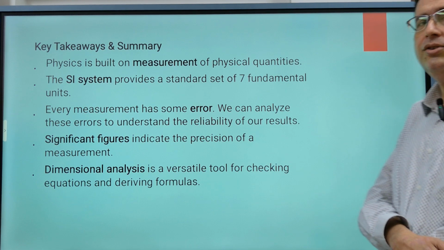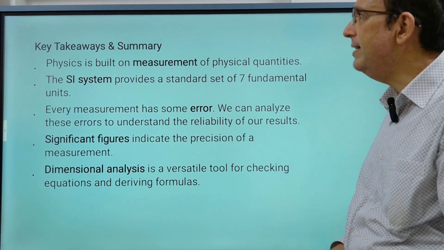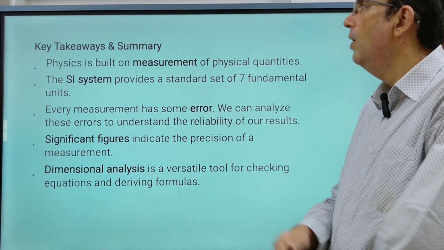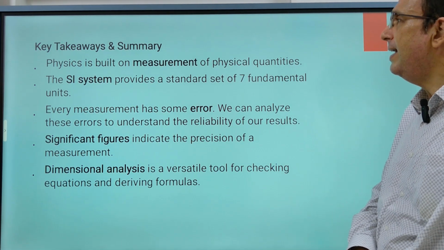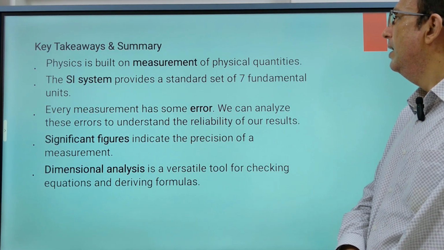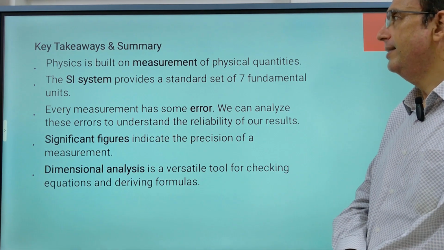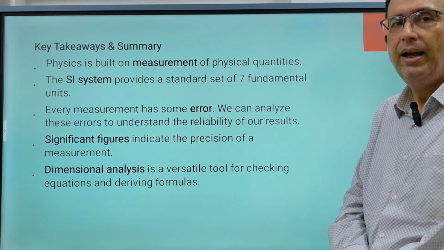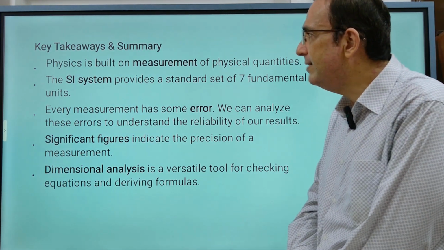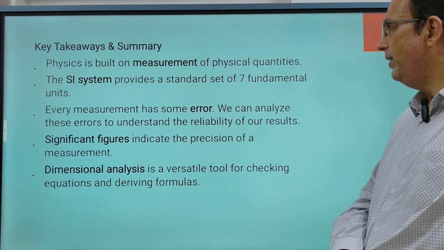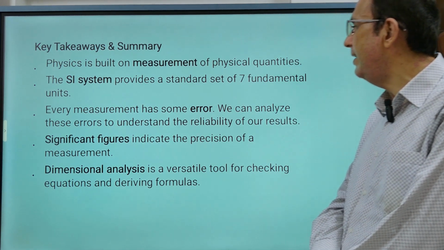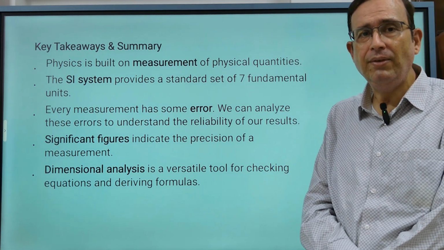So let us now sum up everything. These are the key takeaways in summary. Physics is built on measurement of physical quantities. The SI system provides a standard set of 7 fundamental units, and then every measurement has got some error. We can analyze those errors to understand the reliability of the result that we have.